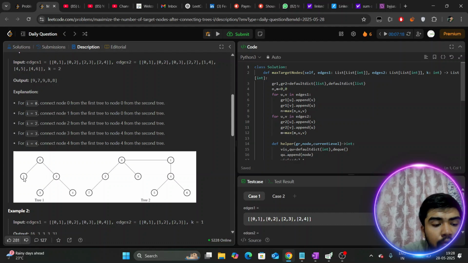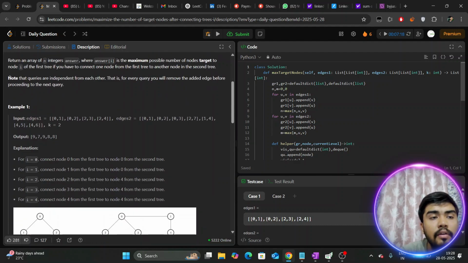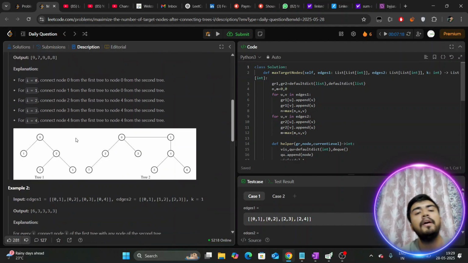Now we have the liberty to connect, we have to do this for the next node. For 1, they basically ask to connect node 1 of the first tree to node 0 of the second tree. So the 0 to 0 connection we made, that we have to remove when we calculate for 1. That's what they have stated in the note. When we connect a node from 0 to 0 for a particular node, we also have to make sure that connection is deleted when we calculate for the next node.